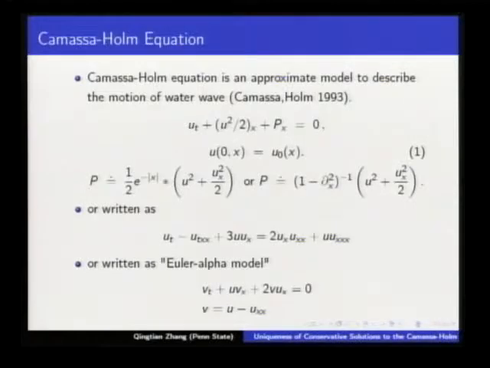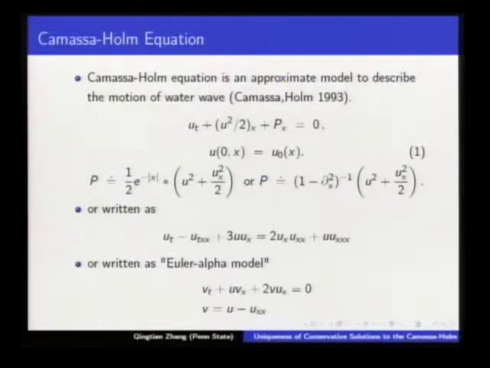The Camassa-Holm equation is an approximate model to describe the motion of water waves. Here, u is the average horizontal velocity, and P is the pressure. But since there is no divergence-free condition here, P is given by the convolution of these two terms. Also, by using the Fourier transform, you can rewrite P in pseudo-differential form.